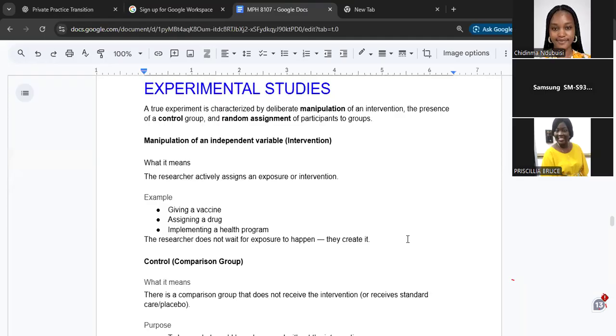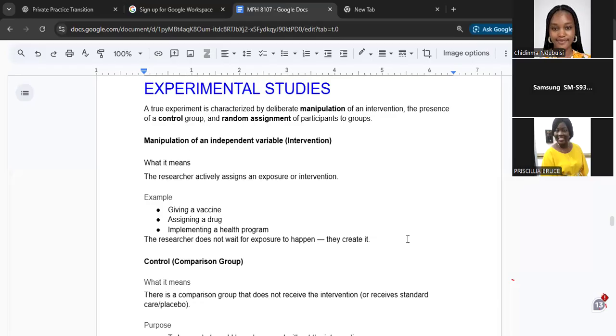And remember what we said about independent variable. It's independent because it's standing on its own. There's an outcome that will depend on it. So we are saying we want to give vaccine. What are we doing? The vaccination is the independent variable because there's an outcome that will rely on it.